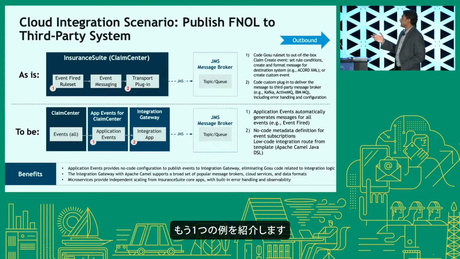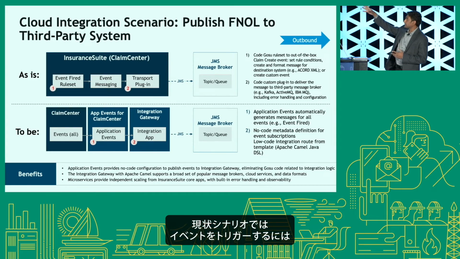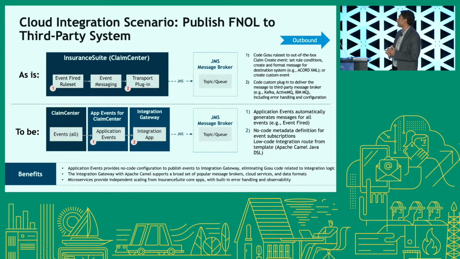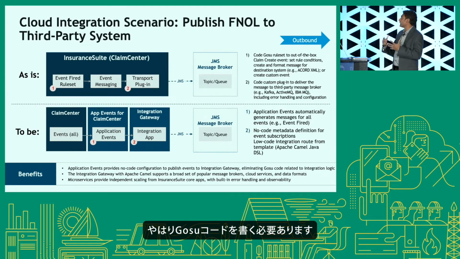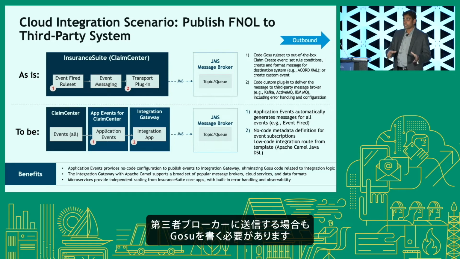So this is another example. This is an outbound, right? Where you actually have to publish outbound messages. Again, in the as-is scenario, you have to write Gosu code for eventing, or triggering events. And then you also have to write Gosu code to deliver those events and messages to the third-party broker.